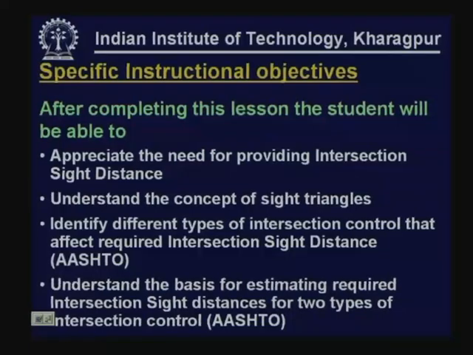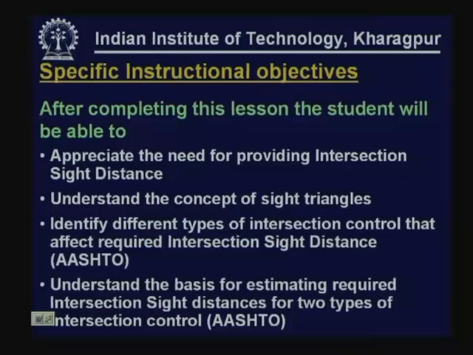After completing this lesson, the student will be able to appreciate the need for providing intersection side distance, why it is required, and understand the concept of side triangle and important considerations for intersection side distance. Also, the student will be able to identify different types of intersection control that affect required intersection side distance. These are the considerations from AASHTO, the American Association of State Highways and Transportation Officials, and also understand the basis for estimating required intersection side distance for two types of intersection control.